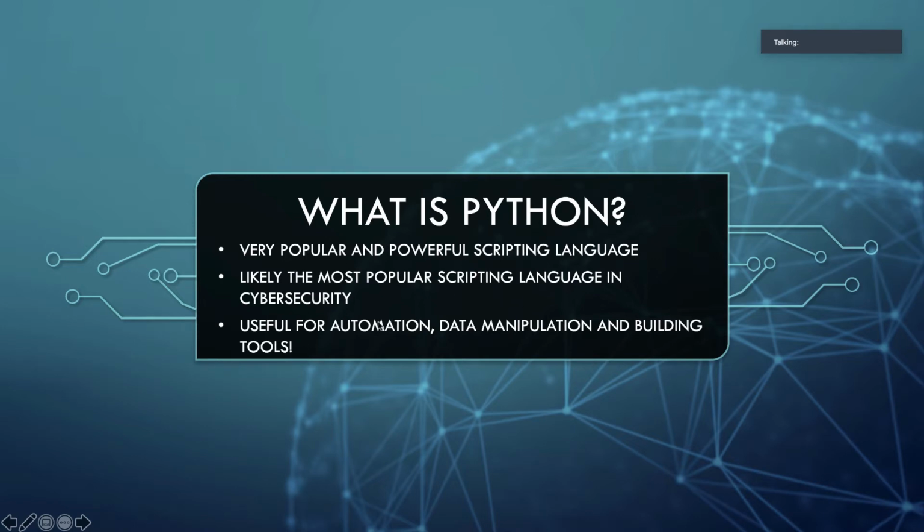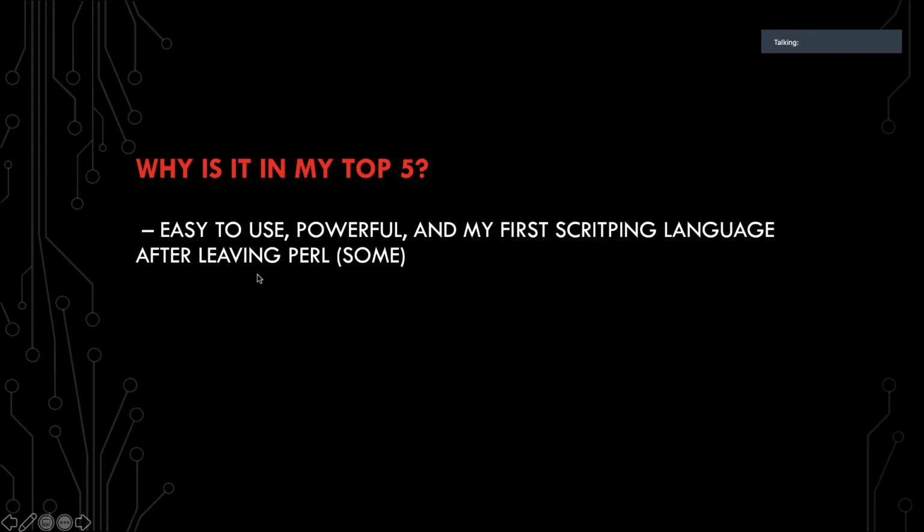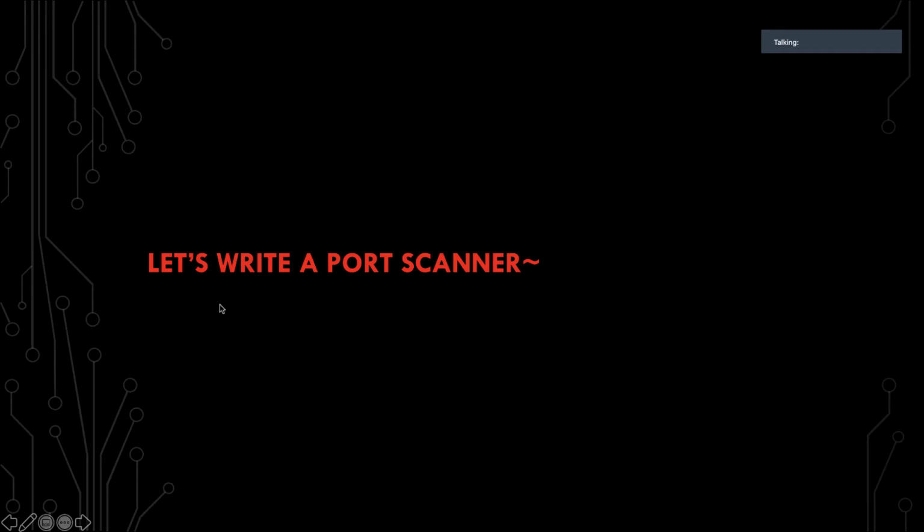So what is Python? It's a very popular and powerful scripting language, likely the most popular scripting language in cybersecurity. It's used for automation, data manipulation, and building different types of tools. Now, why is it in my top 5? As I said, it's easy to use, and it's powerful. It was my first scripting language after Perl, when I started to leave Perl behind. I still use Perl for some things, but I have gravitated towards Python for a lot of cybersecurity tasks.